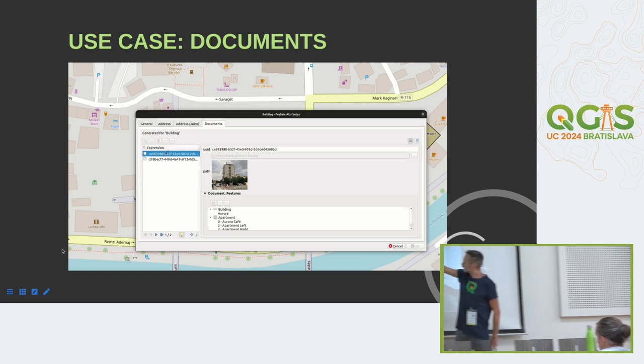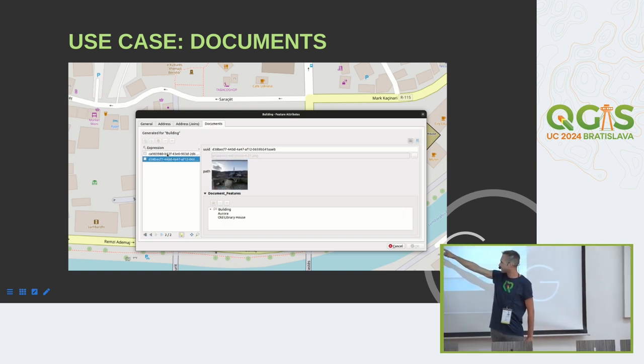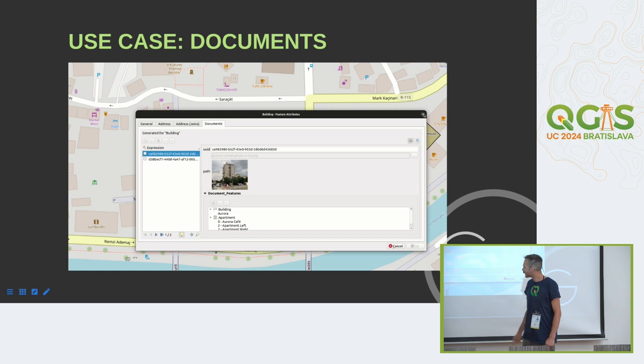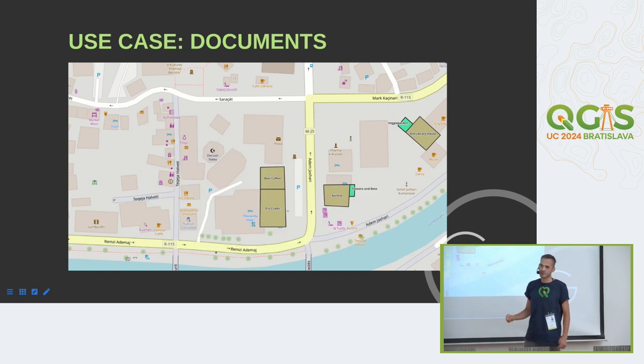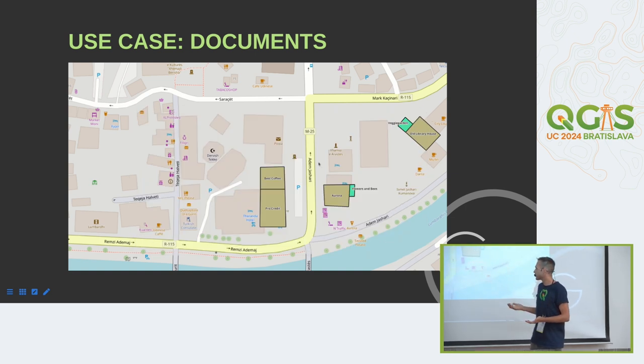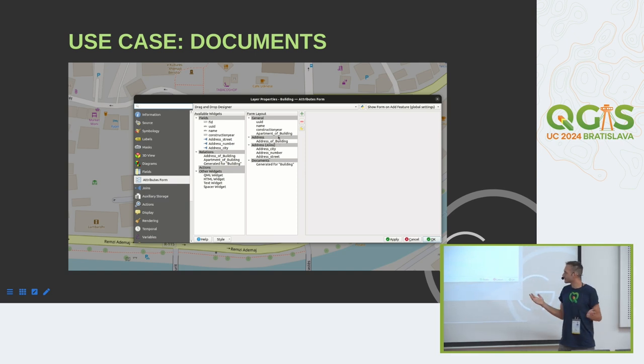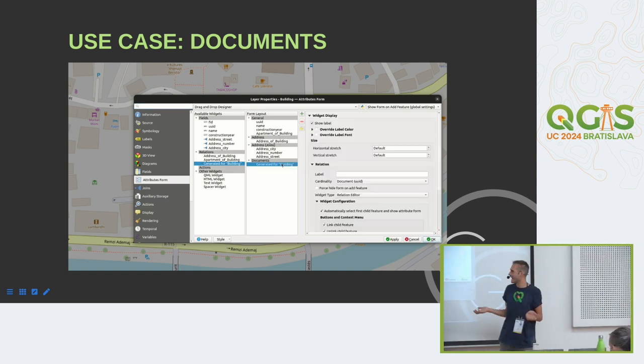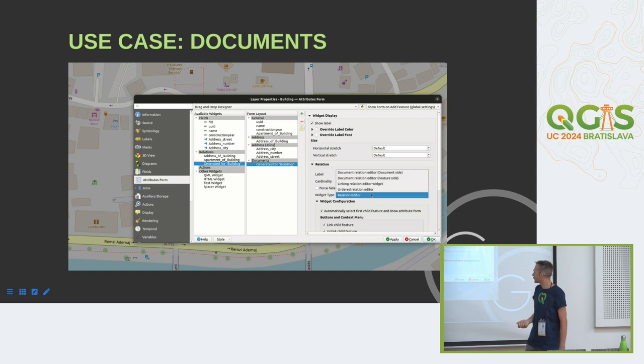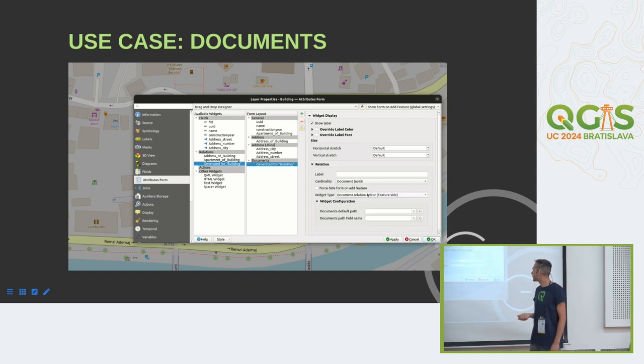Usually it looks like this. You have child features that have documents attached to them, but you have to click through them to see all the pictures. And it would be nicer to have kind of a view, like a gallery for pictures, for example. And for that, we created a document management system widget.